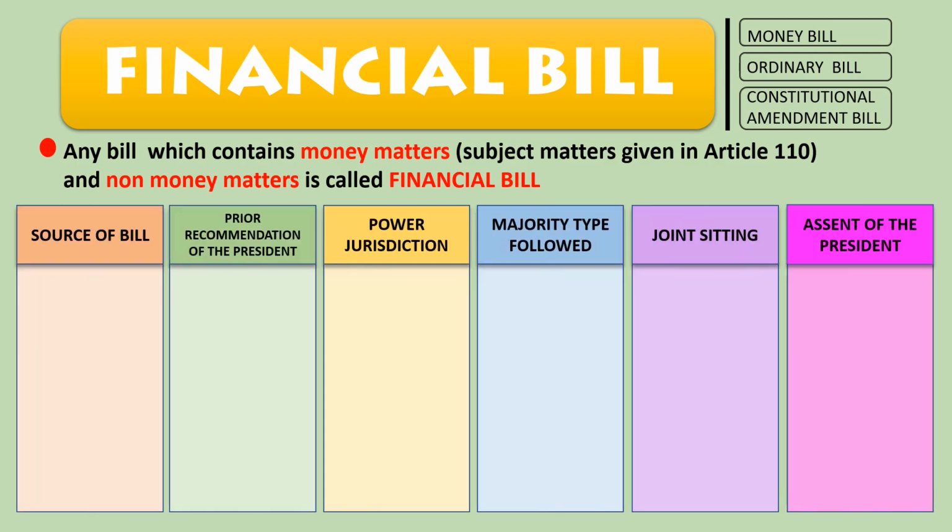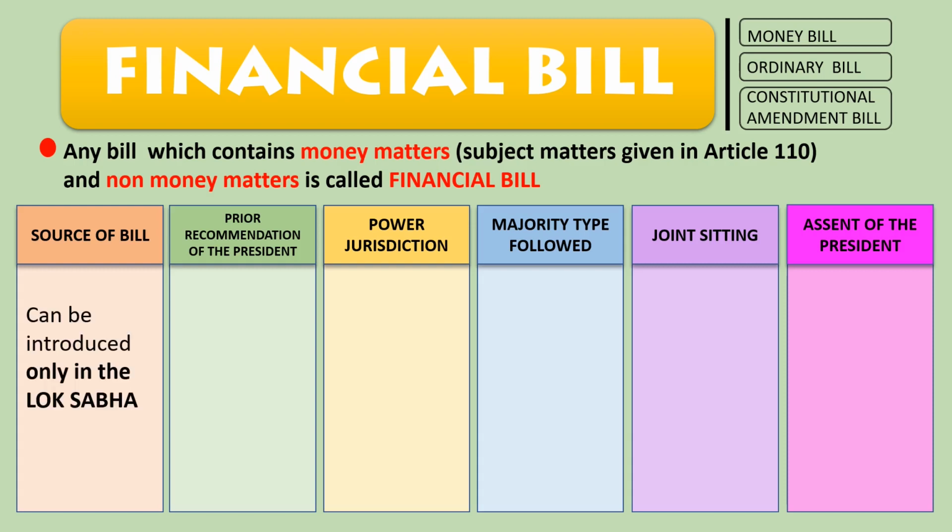Now let's go for its procedures. Now I divide, as usual, the procedures broadly into 6 phases. But guys, before we dive into these procedures, let's understand one very peculiar thing about the financial bill. As the definition goes, financial bill is a combination of money matter and non-money matter, right? It is a blend. So is each procedure also. The procedure is also a blend of money bill procedures and ordinary bill procedures. Let's begin from source of bill.